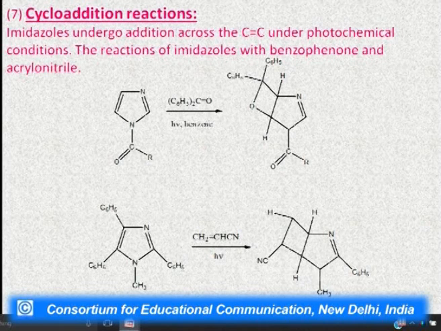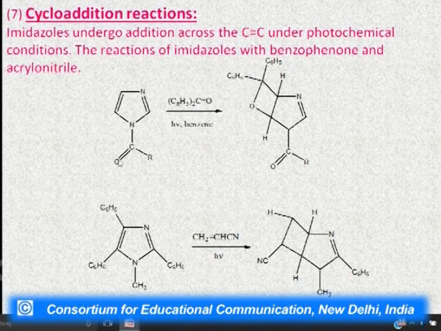The next important property is the cycloaddition reaction. Imidazole undergoes addition across the carbon-carbon double bond under photochemical conditions. The reactions of imidazole with benzophenone and acrylonitrile will give us the cycloaddition product in the sunlight.